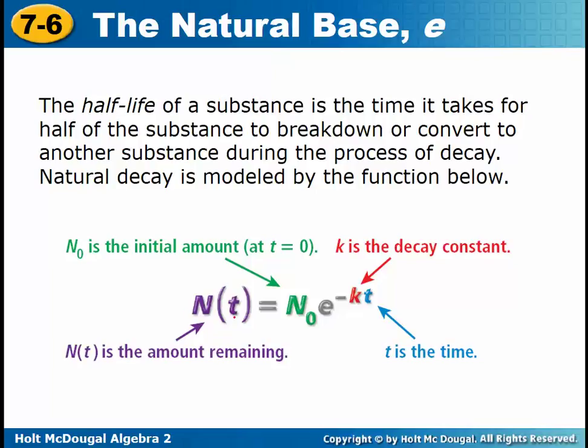N of t is the amount remaining. N sub 0 is the initial amount. That's when t is equal to 0. Then we have our e. Then negative k is a decay constant, and t is the time. So you need to know the decay constant and the time. A lot of times you have to find out the decay constant before you can finish the problem.